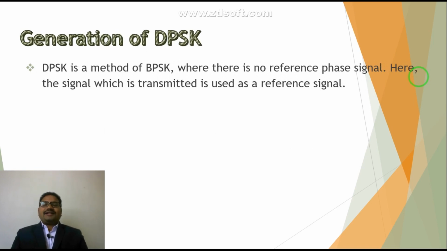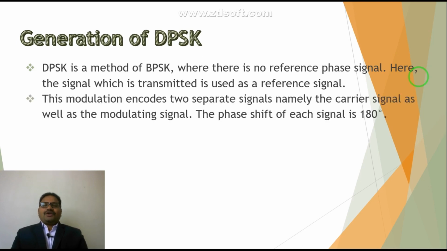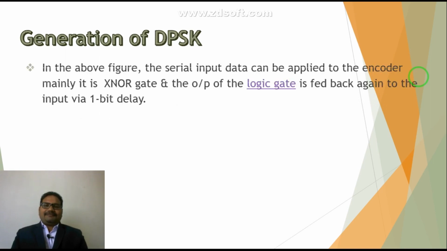Here the signal which is transmitted is used as what? Reference signal. So this modulation encodes two separate signals, that is the carrier signal and the modulating signal, and the phase shift of each signal is 180 degrees.